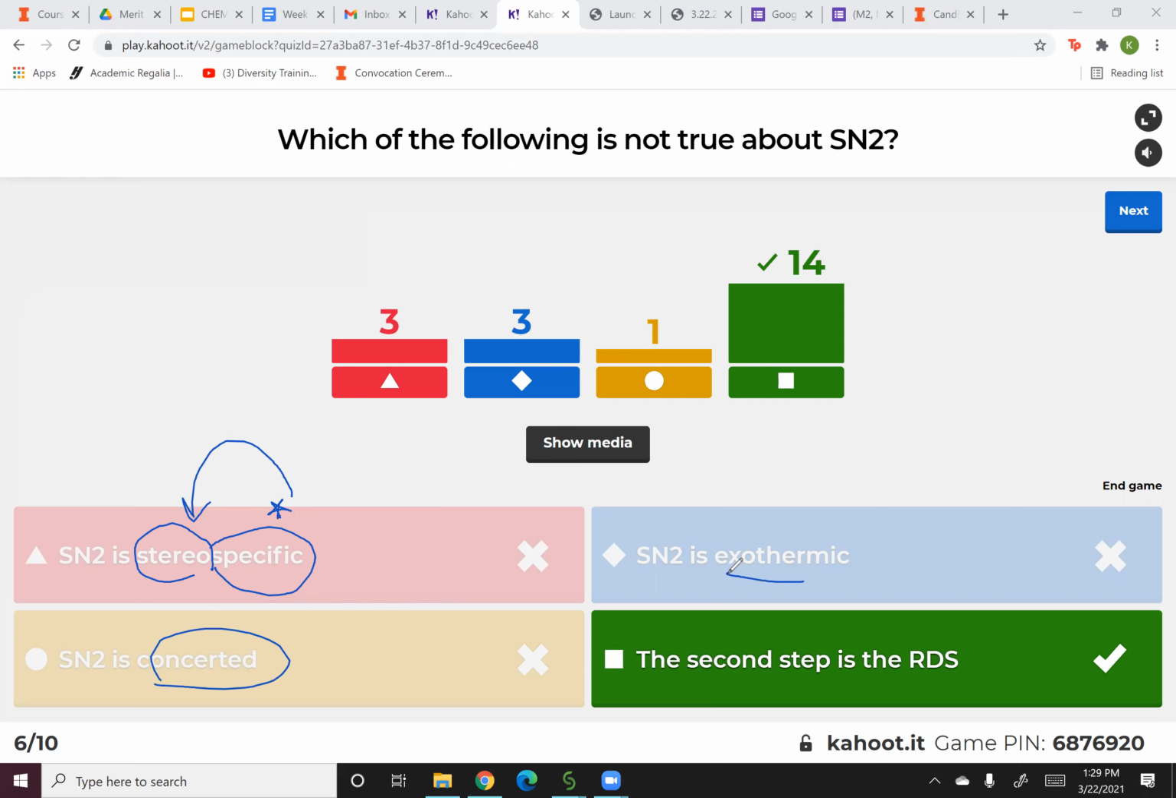And then last we have exothermic. Now, what does the fact that SN2 is exothermic tell you about the transition state? Yes, so we know it's going to be an early transition state. Based off of Hammond's postulate, if a reaction is exothermic, the transition state will look more similar to the reactant, so it's an early transition state.